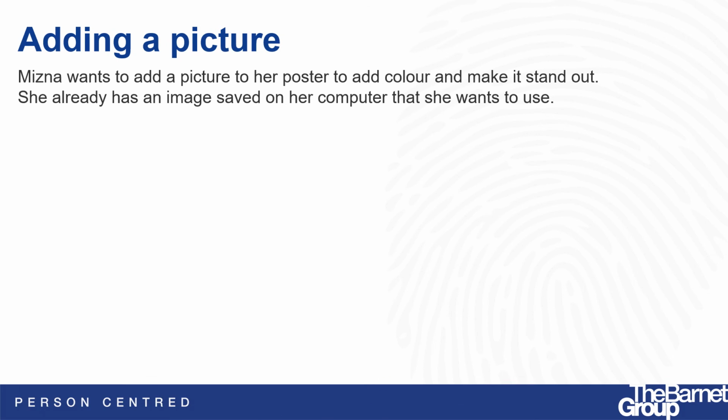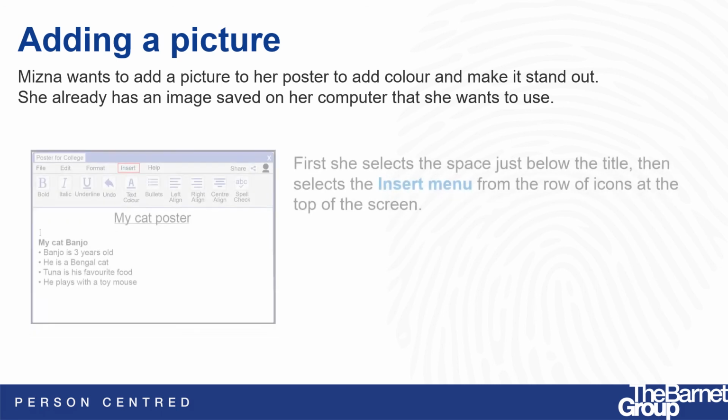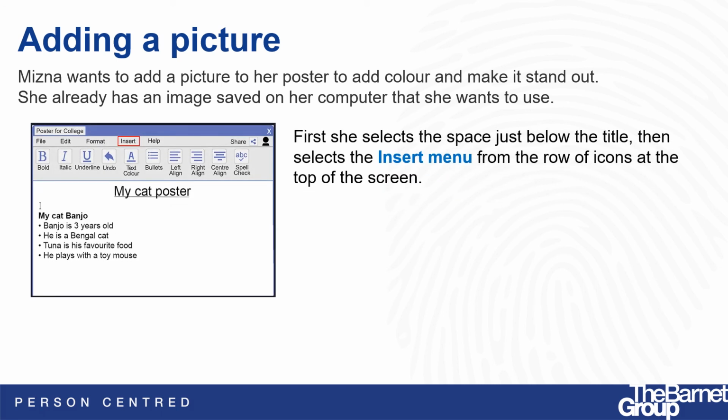Adding a picture. Mizna wants to add a picture to her poster, to add colour and make it stand out. She already has an image saved on her computer that she wants to use. First, she selects the space just below the title, then selects the Insert menu from the row of icons at the top of the screen.